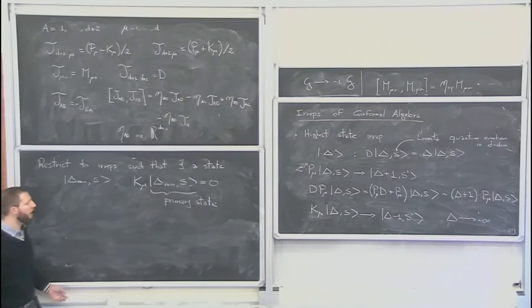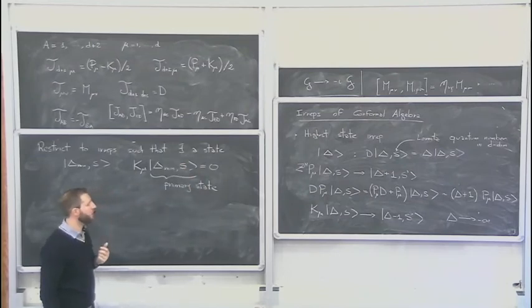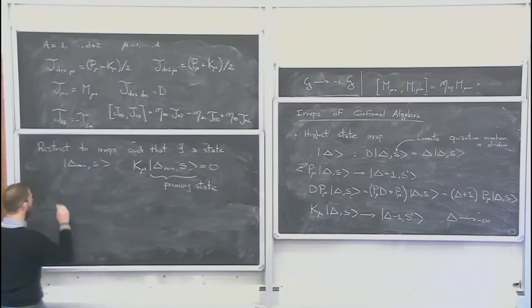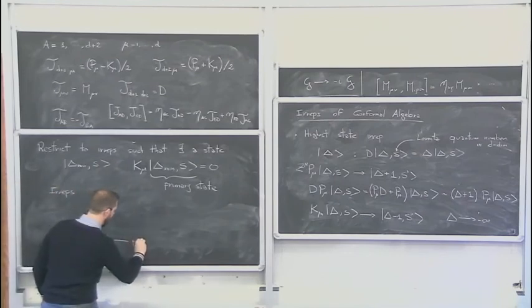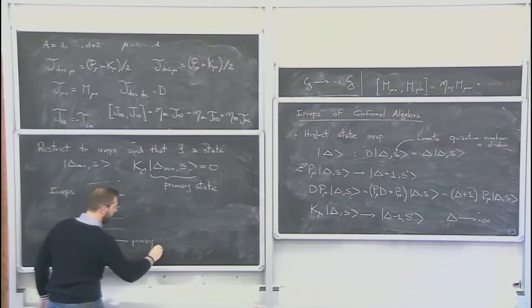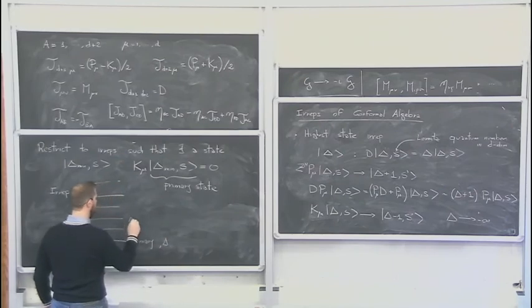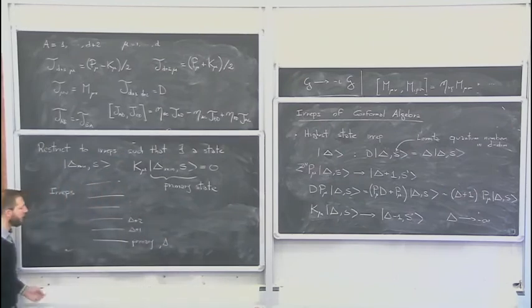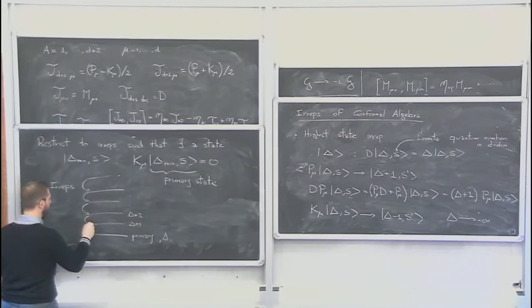And all the other states contained in the representation can be obtained starting from the primary state and acting with the translation operator. So in conclusion, our irreps will be made out of a lowest dimensional state, which is called the primary, and then an infinite tower of equally spaced operators in dimension, so this will be delta plus 1, delta plus 2, and so on and so forth. And we can pass from one to the other by acting with K and P.